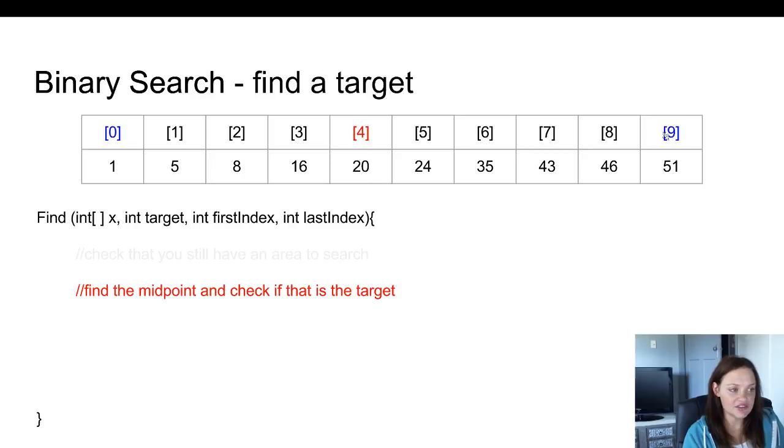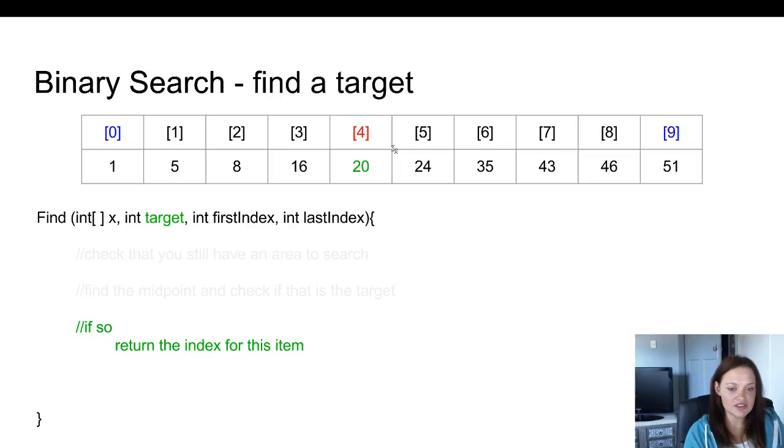And it is going to use integer division. So the midpoint would actually be 4.5, but that is going to truncate down to 4, and that's going to be our midpoint. Once we've found the midpoint, we want to check if it is the target. And if it is the target, we're going to return the index for that item and say, okay, yep, the item's in here and it is at this index.